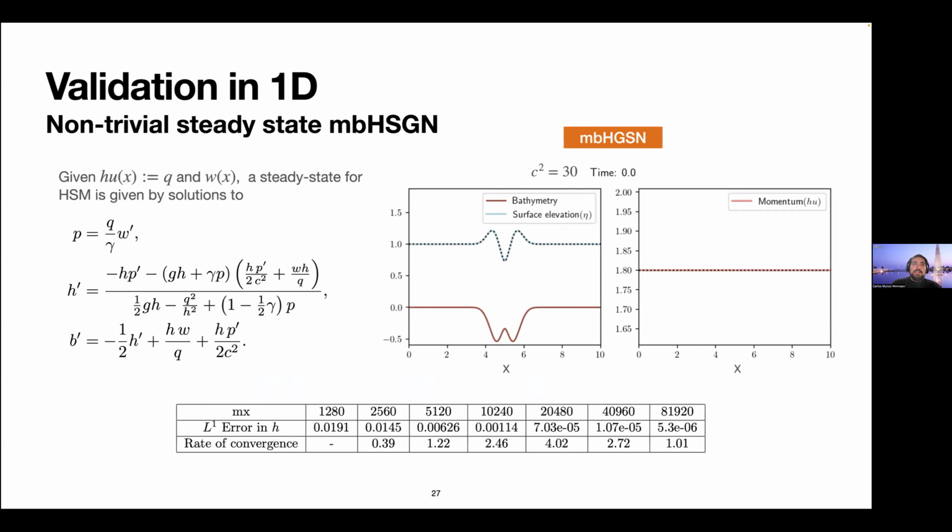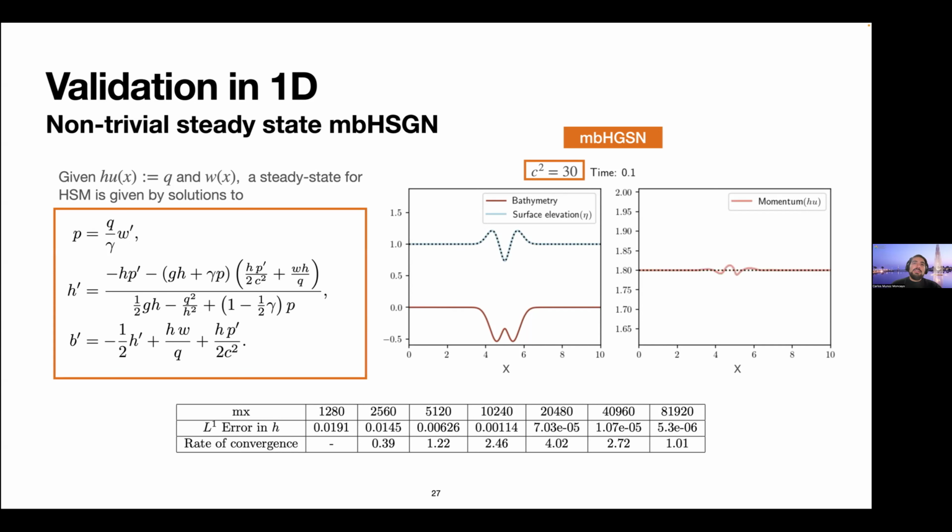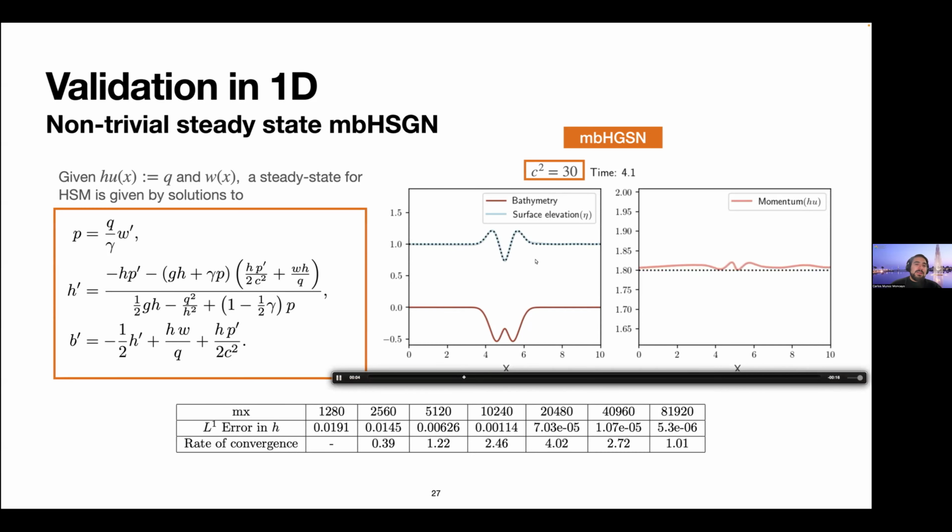We also validate with non-trivial topographies. We were able to compute this quasi-exact steady-state solution for mild-bottom HSN, which holds for finite values of the relaxation parameter. And you can see that we're preserving the steady state pretty well, even though the solver is not designed to capture every type of steady state. It is only exactly well balanced for the ocean at rest, which seems to be enough.